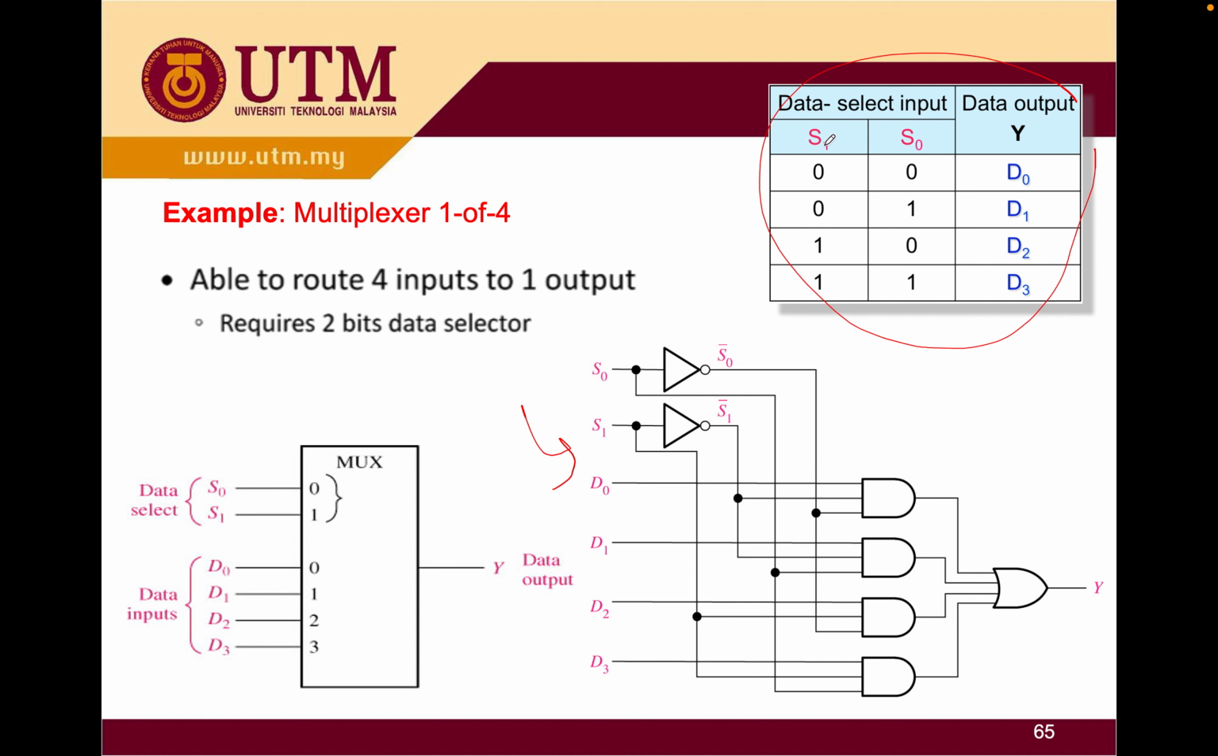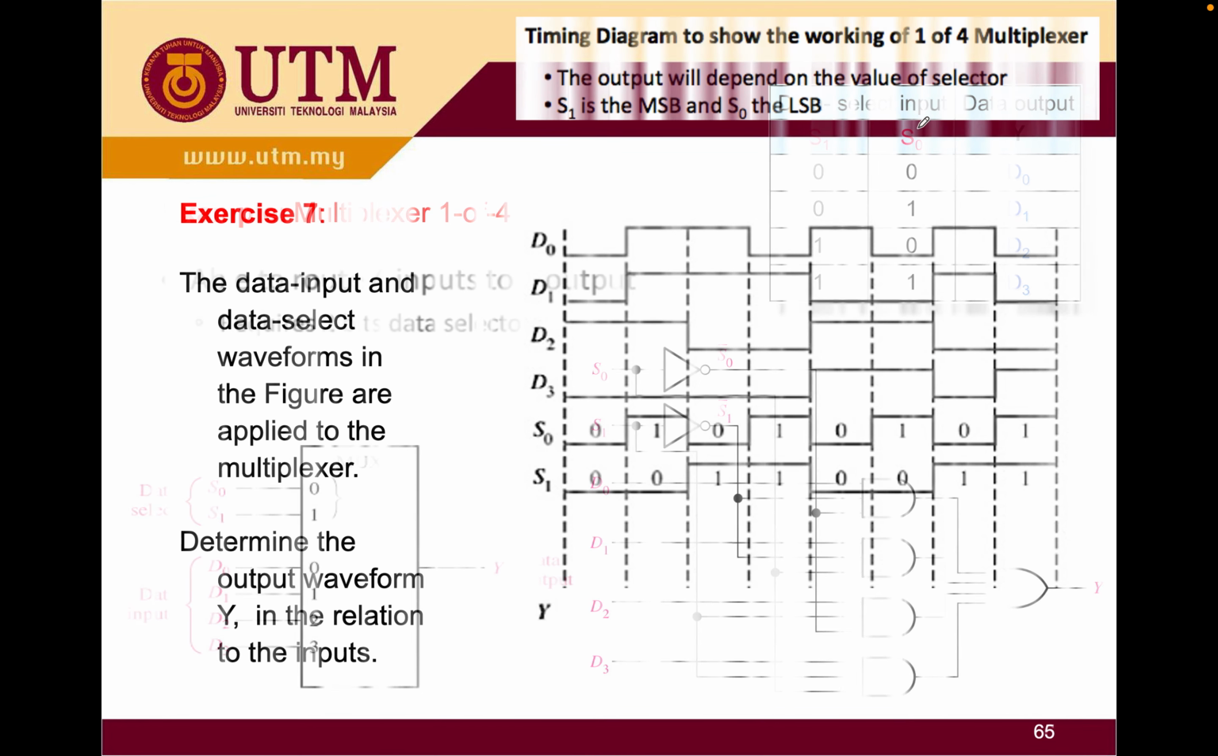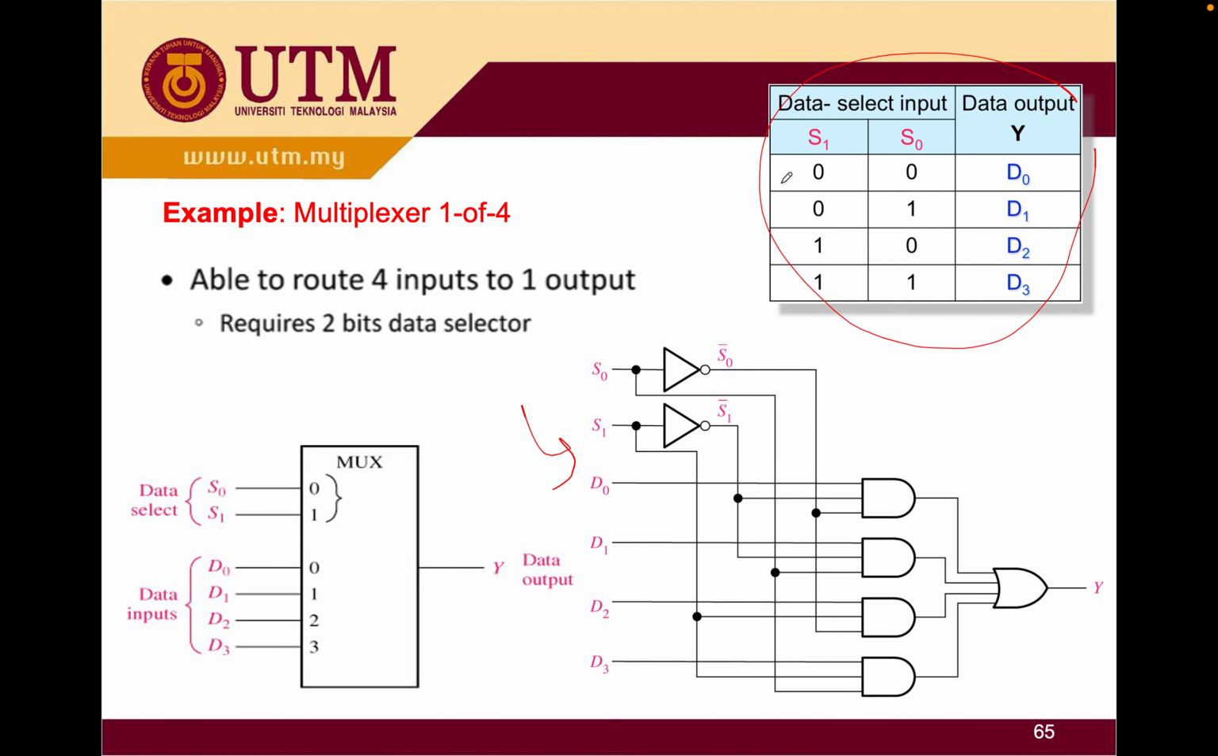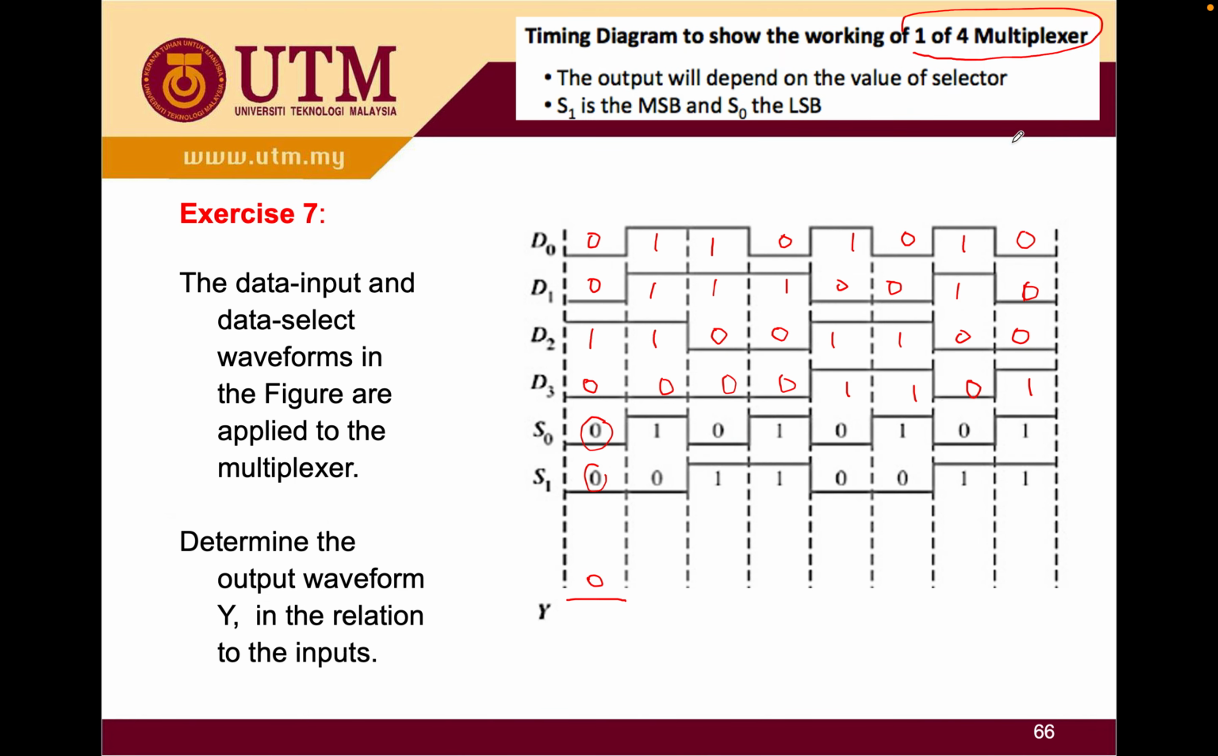If S1 S0 is 00, this will be D0. S1 S0 is 00, see here, and 0 here, so it's going to be D0. Then you will have 0. Okay, here will be 0. And next we have the situation of 1, 0. Let me check. 1, 0 here, it will follow D1. 1, 0 will be D1, which is 1.